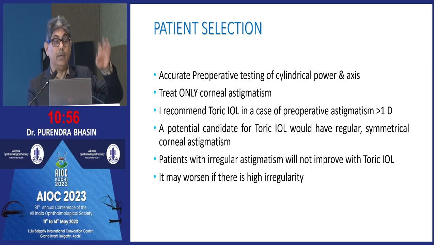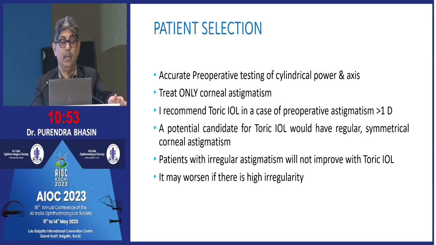So we have to treat only the corneal astigmatism, and I recommend toric IOL in all cases of astigmatism more than one diopter. A potential candidate for toric IOL would have regular, symmetrical corneal astigmatism, and we should not treat patients with irregular astigmatism, cases of keratoconus or any other ectatic disorders. They will not improve with toric IOL unless they have been cross-linked, or it may worsen if there is a high irregularity.